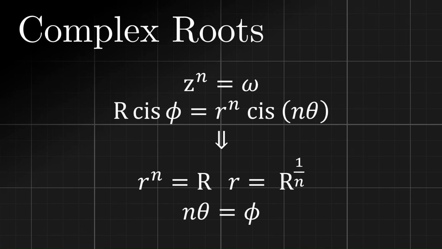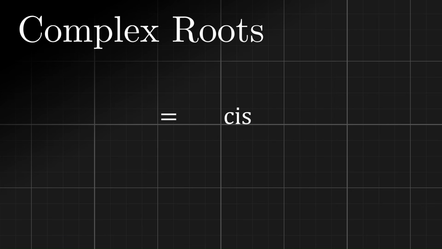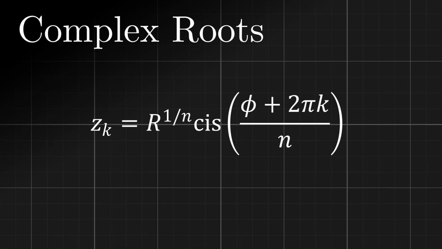This implies two things. Number 1, small r to the n equals big R, so small r equals big R to the 1 over n, which is the positive real nth root. Number 2, n theta equals phi. But wait, angles repeat every 2 pi radians. So n theta could also be phi plus 2 pi, or phi plus 4 pi, and so on. Generally, n theta equals phi plus 2 pi k for any integer k. Therefore, theta equals phi plus 2 pi k over n. This gives us the formula for the n distinct nth roots of w equals R cis phi.